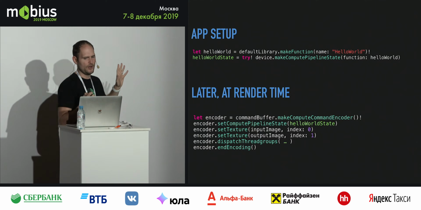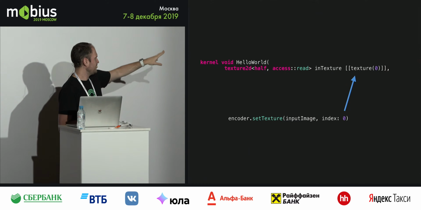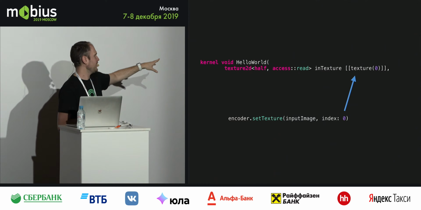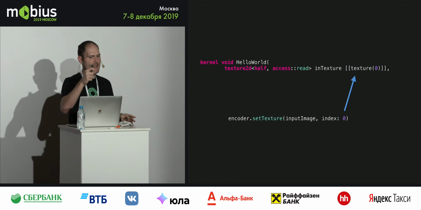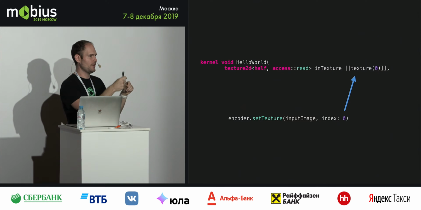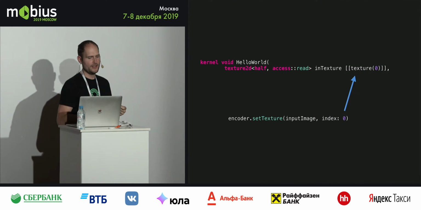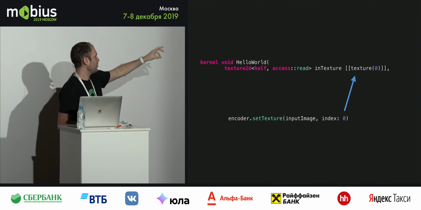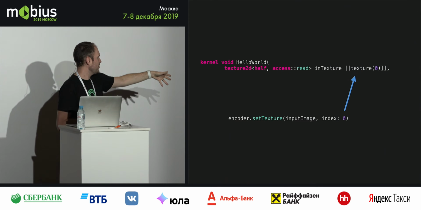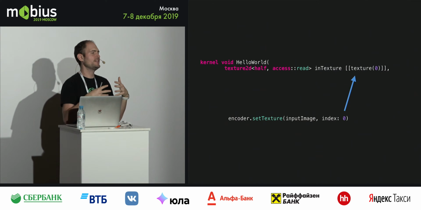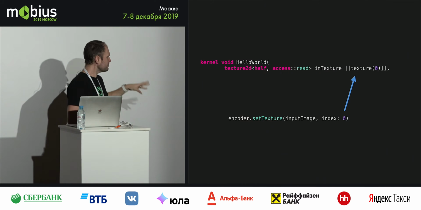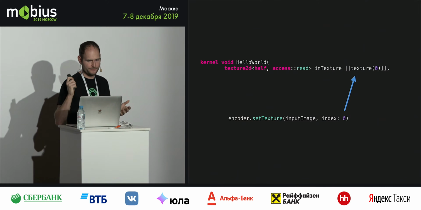How exactly does that link up? Well, you'll notice this annotation in the shader that I showed earlier. This is not standard C++. This is particular to shaders. This double bracket notation lets you annotate the different parameters so that the compiler knows how it maps to the functions as we're gluing things together in Swift. So here I marked it saying this is texture slot 0. And then in that encoder that I showed a moment ago, I say set texture input image at index 0, and then it will be properly bound together when the shader executes. Okay? So that's the basics of gluing it all together.